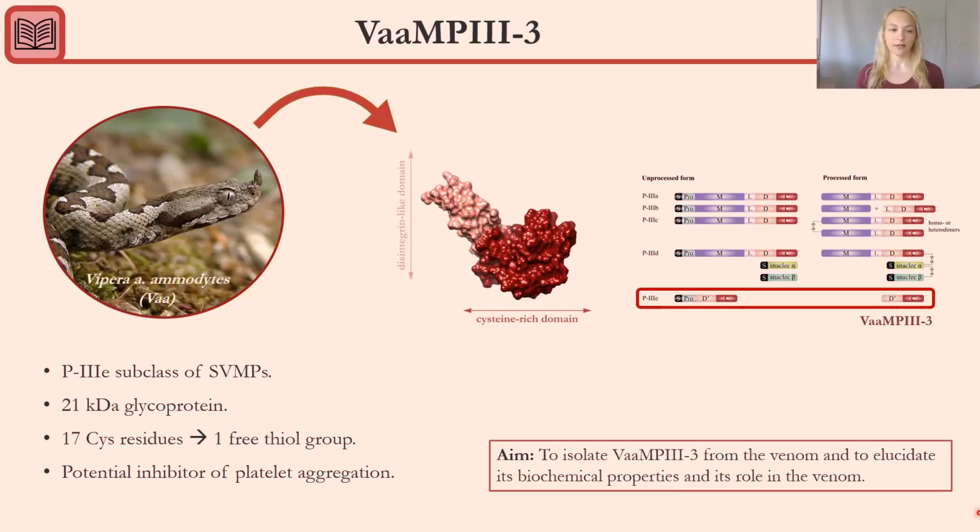This is a 21 kilodalton glycoprotein, which has 17 cysteine residues, meaning that one of them must be unpaired, and thus it has a free thiol group. Proteins with similar domain structure are inhibitors of platelet aggregation and contribute to the anticoagulant effect of the venom. So our aim was to isolate VAMP33 from the venom and to elucidate its biochemical properties as well as its role in the venom, especially its effect on blood.